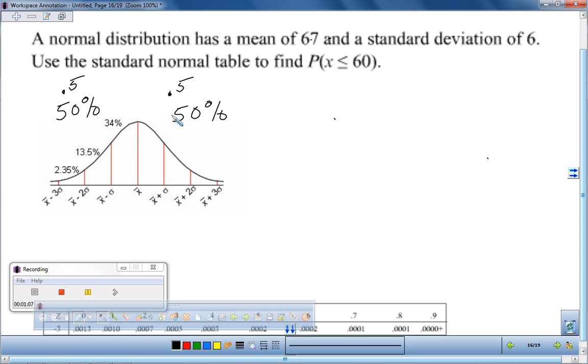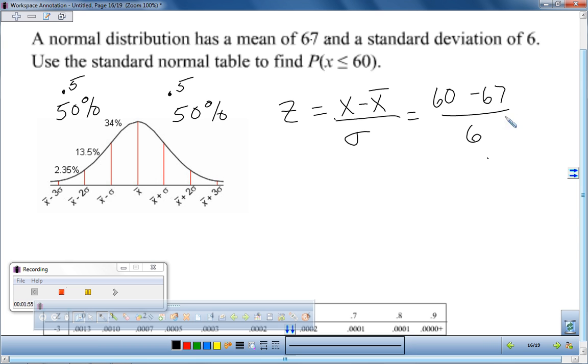But for this particular problem, we're given an exact standard deviation, but 60 is not exactly one or two standard deviations below. So what we're going to do is get a z-score. To do that, we're going to take x minus x bar, over our standard deviation. So x, in this case, is 60, minus our x bar, our mean of 67, and we're going to divide that by 6. Now when we do that, we're going to end up with negative 1.2.